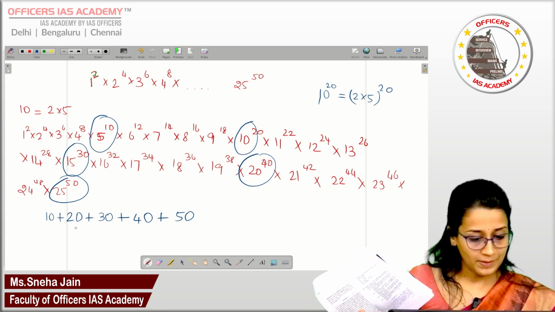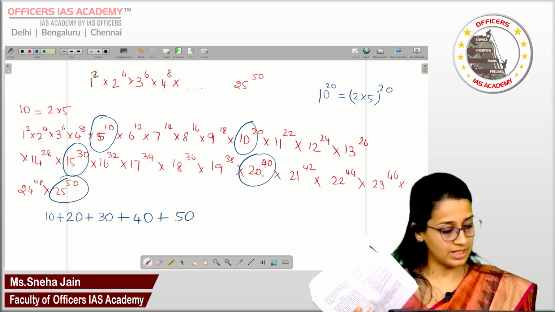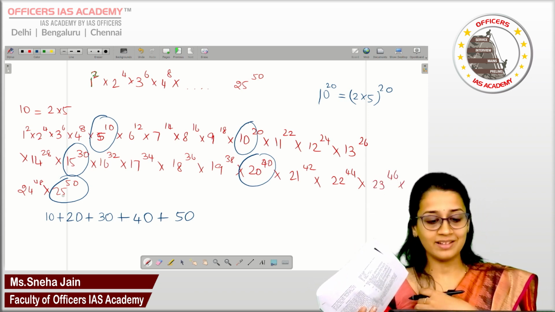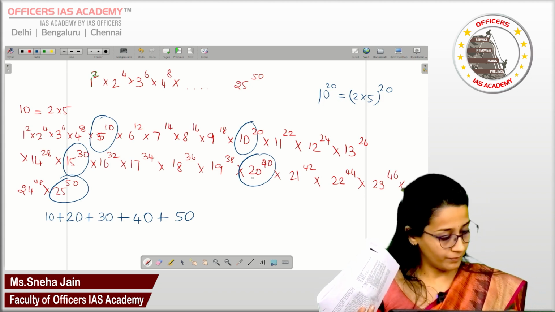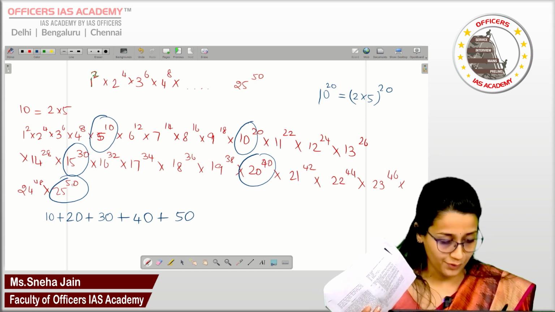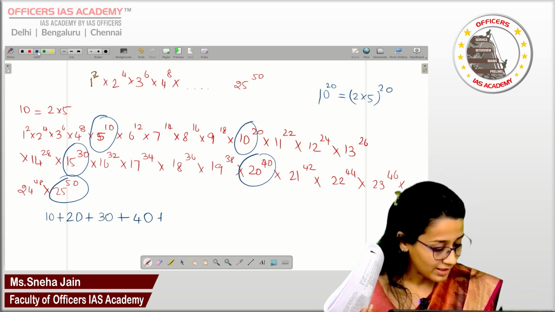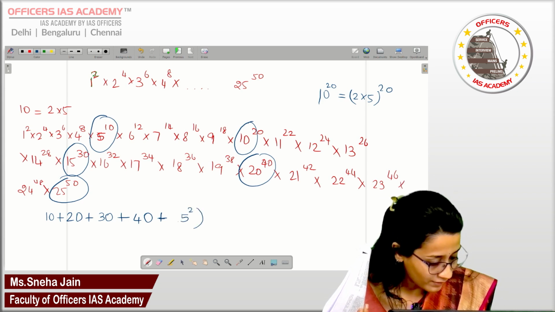Yes. Are we missing out on any 5? 5, 10, 15, 20 and 25. All right. Now, another thing that we have to consider here is 25. I've taken it as 50, but this 50 may not be right. Why? Because 25 is nothing but 5 square to the power 50.